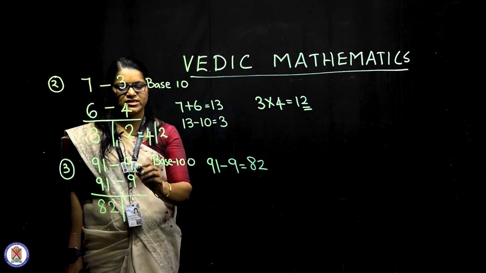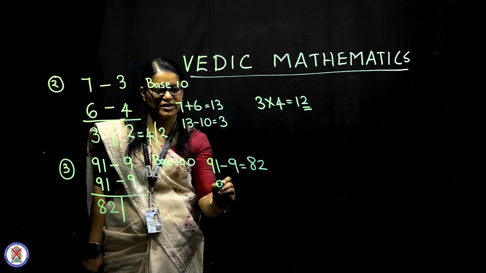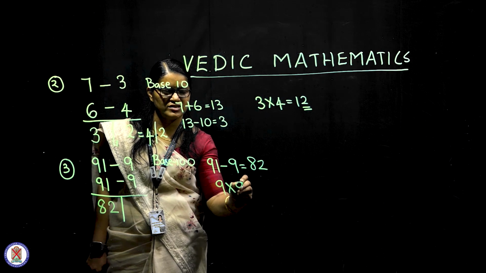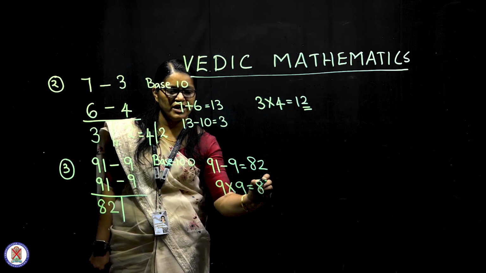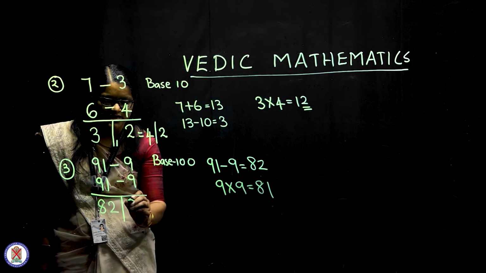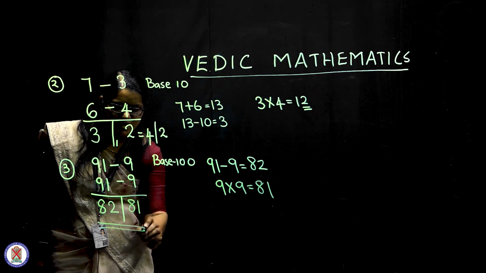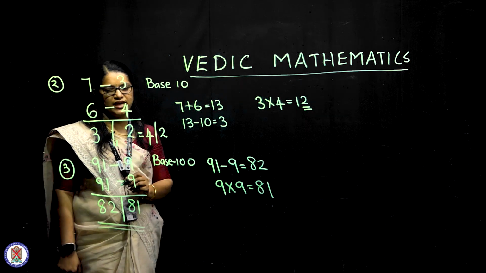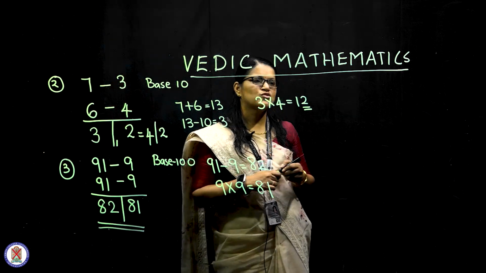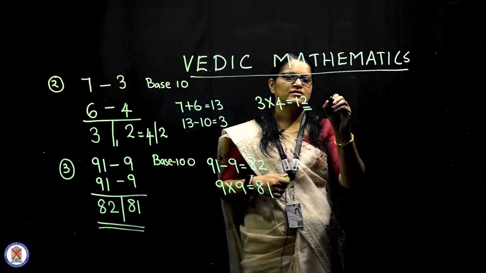Now to get the right hand side position, you multiply 9 with 9, that gives you 81. So the answer here is 81. So the answer for this is 8281.